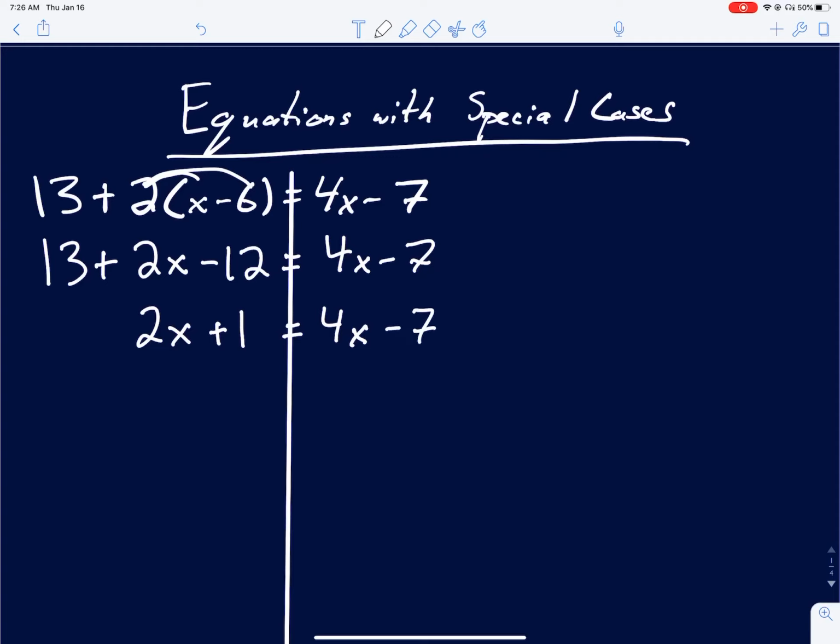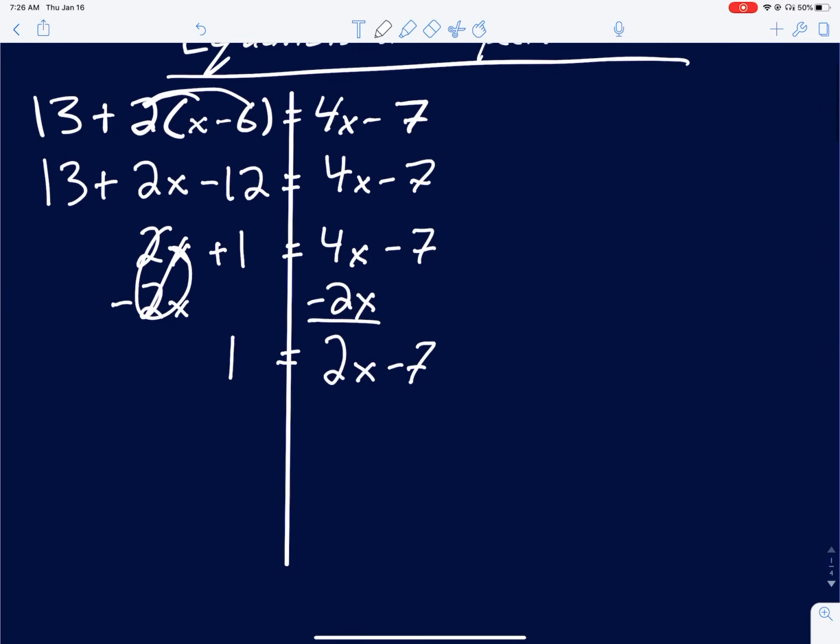Now we want to gather all the variables to one side. So I'm going to subtract 2x, and what I do to one side I have to do to the other. The reason why I'm going to do that is it's going to keep my variables positive. So 2x minus 2x is 0. I'm left with just 1 on that side. And here is 4 minus 2, so that's going to be 2x minus 7. Now we want to go ahead and add 7 so we can get that 2x all by itself. What I do to one side, I'm going to do to the other. So I'm left with 8 equals 2x.